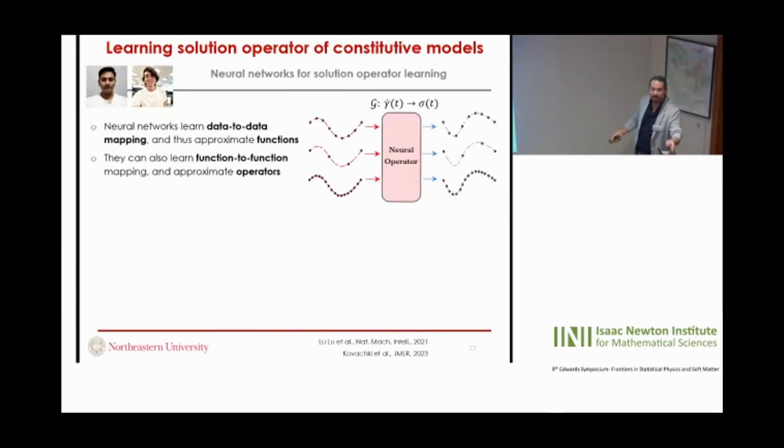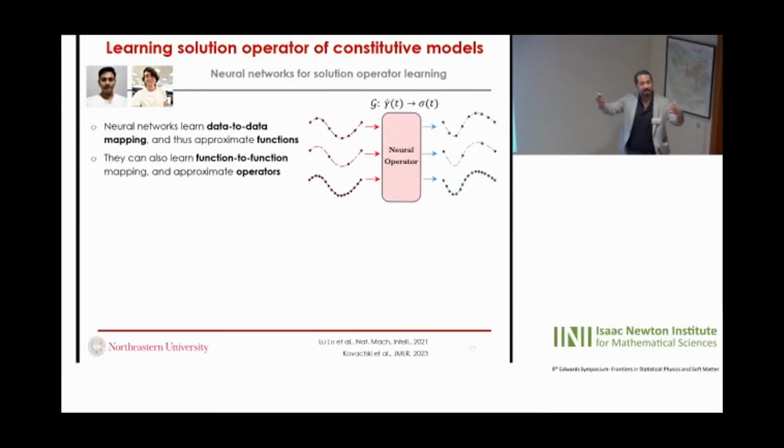Okay, so far, everything I've shown you is basically data to data mapping, right? So you're going from X to f of X, and whether you're using a neural network or anything else, what you're doing when you go from X to f of X is you're approximating functions. But now you can also use neural networks to go from function to function. For example, if I go from one of these points to another point here, I've gone from X to f of X. If I go from this entire space to this space, I've gone from one function to another. So now I'm approximating operators.